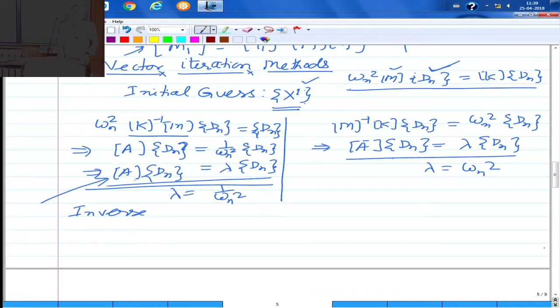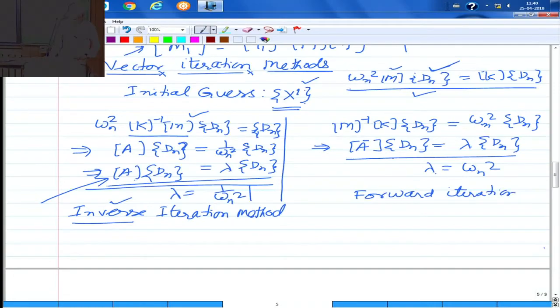So what I was saying is that when we convert this generalized eigenvalue problem into this form and then solve it, this is known as inverse iteration method. And if we use the same vector iteration approach and take A as M inverse K, the word inverse does not come because here we get the eigenvalue directly as omega n square. In the other form the eigenvalue is 1 by omega n square, the inverse of the square of natural frequency, and that is why this terminology. So this is known as forward iteration method.